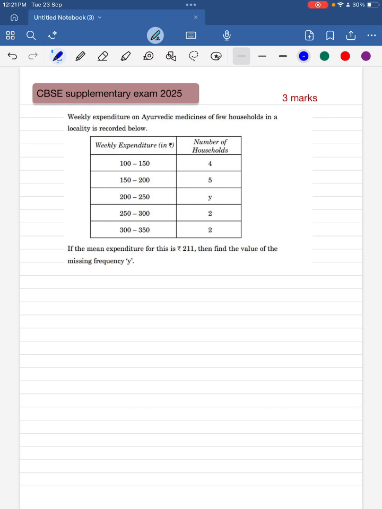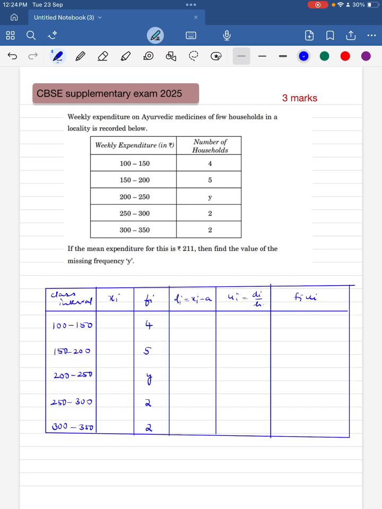Okay, so first we'll make a table. So I've drawn the table here and I'll be using the step deviation method to solve and find the value of the missing frequency Y. Now the first column that we have to fill up is Xi, which are the mid values of each of the classes. Now, how do we find the value of Xi?